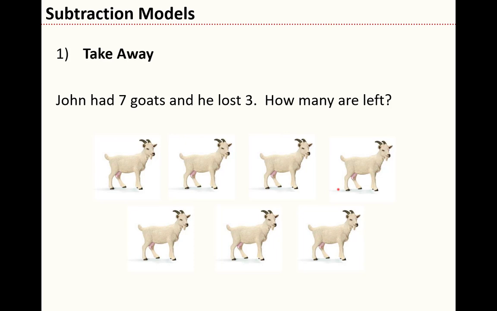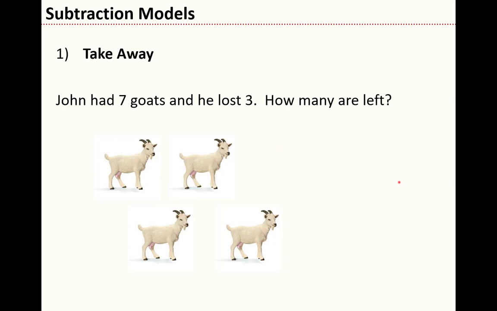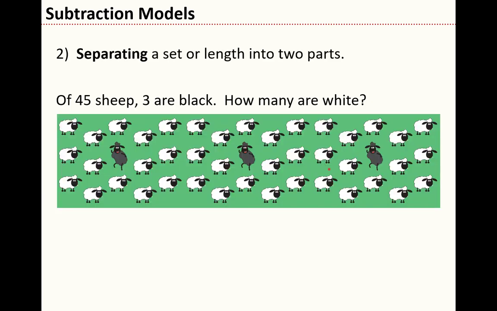First, takeaway. John had 7 goats, and he lost 3. How many are left? Takeaway is when something is literally taken away. I had 7, 3 were removed. How many remain? If you have 10 feet of rope and you chop off the last 2 feet and you throw it away, how much rope remains? Anytime you have a full amount and some of it goes away, this is the takeaway model, and subtraction is appropriate.